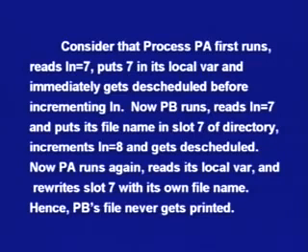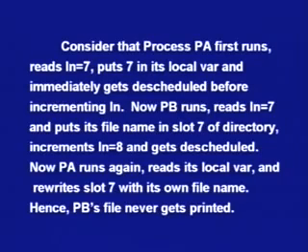Now when PB runs, it also reads the value in equal to 7, which is actually wrong. It should have been 8, but it reads in as 7 because in has not been incremented by PA, and it puts its file name in slot 7 of the directory. It increments in to make it 8 and then gets off the computer. So its turn is over.